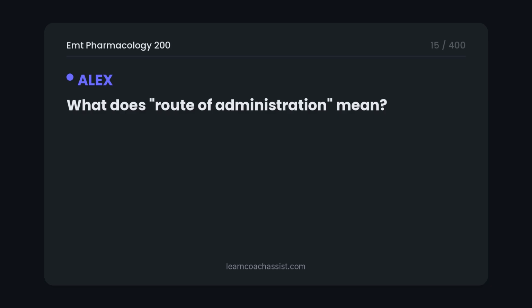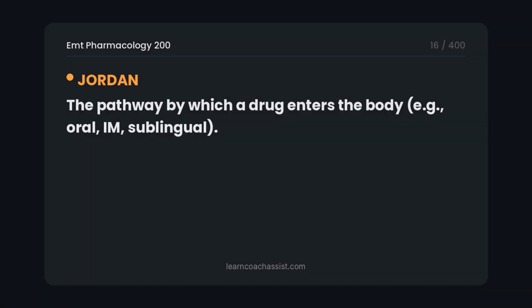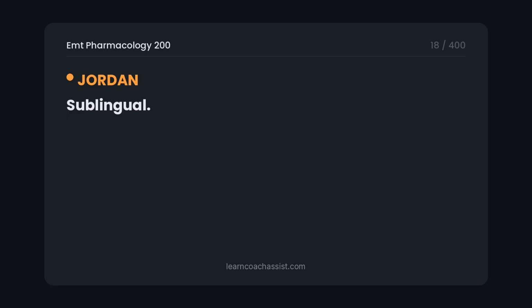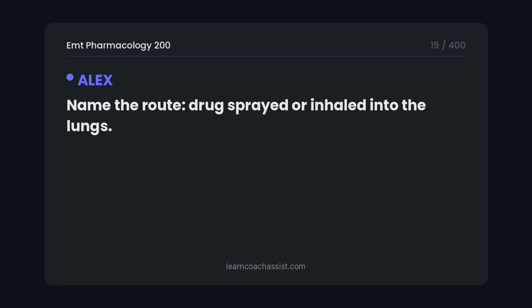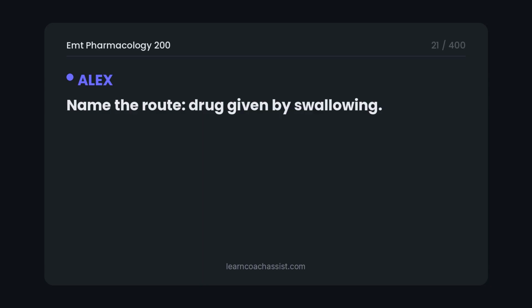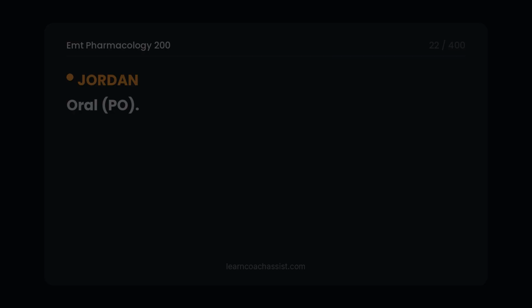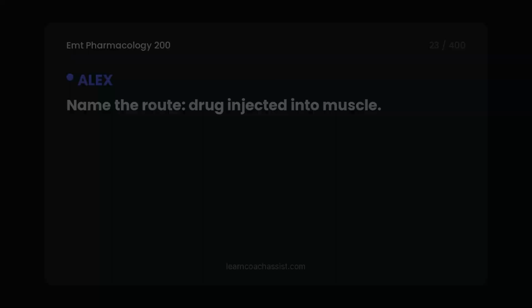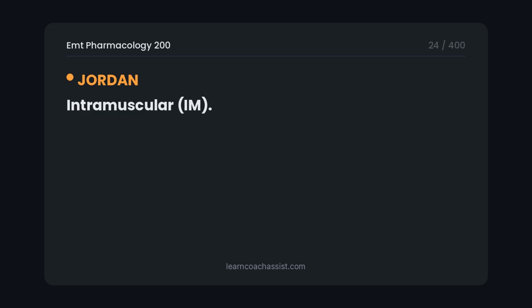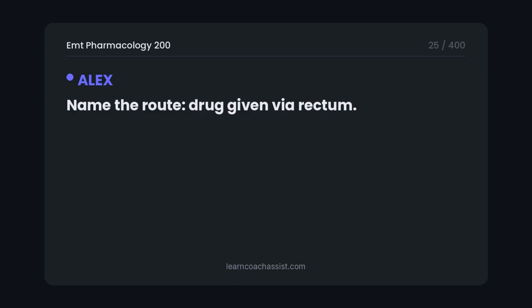What does route of administration mean? The pathway by which a drug enters the body, e.g., oral, IM, sublingual. Name the route, drug placed under the tongue. Sublingual. Name the route, drug sprayed or inhaled into the lungs. Inhalation/nebulized. Name the route, drug given by swallowing. Oral, PO. Name the route, drug injected into muscle. Intramuscular, IM. Name the route, drug given via rectum.